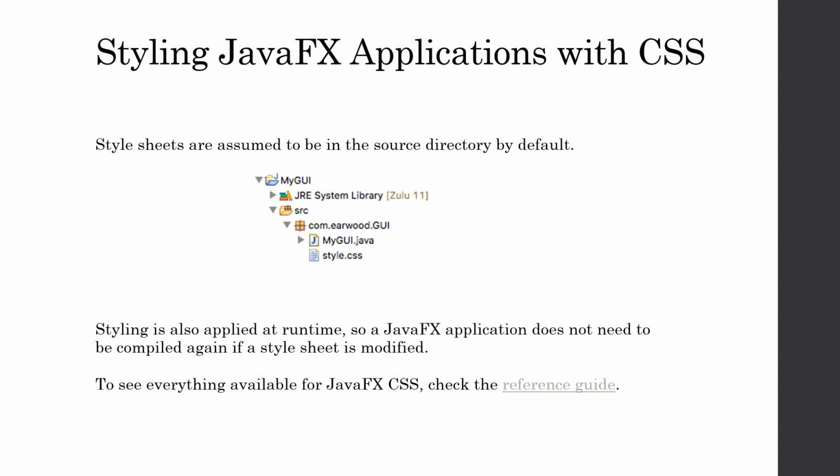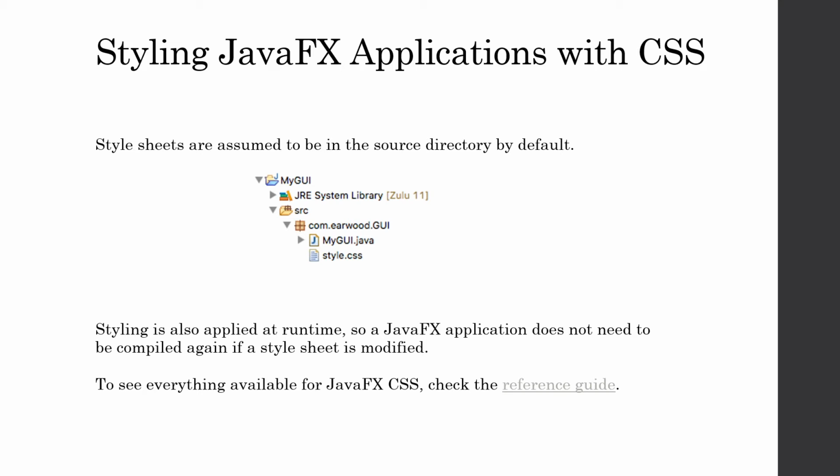This is where I mentioned that the fact that we're looking at the runtime class of an object is so important. The reason that's meaningful to us is because our styling is being applied at runtime. What this means for us is that if we modify something in our style sheet, so we change something in the code of our CSS file, we don't have to recompile our application. We only have to rerun it to see the changes to that style.